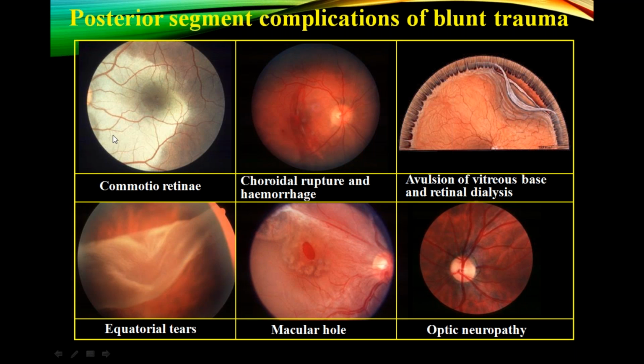Okay, so that central part is sometimes called Berlin's edema also. This central part becomes pale. You see a whitish region here. So this is commotio retinae.